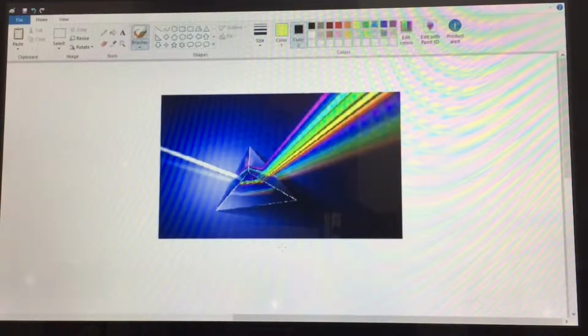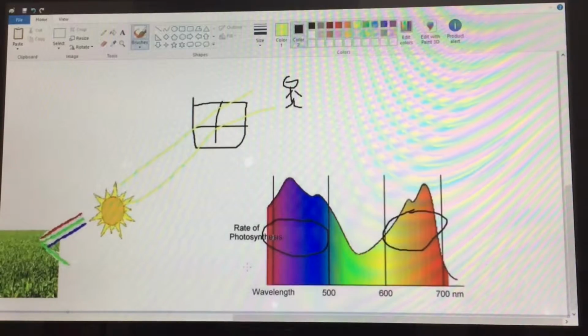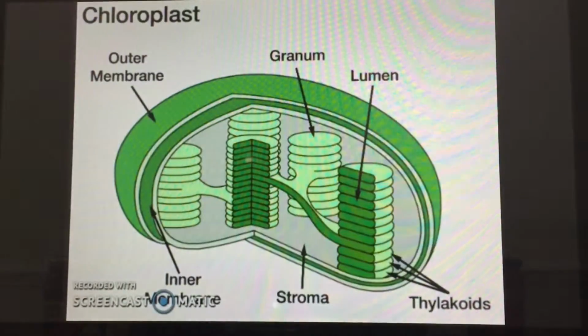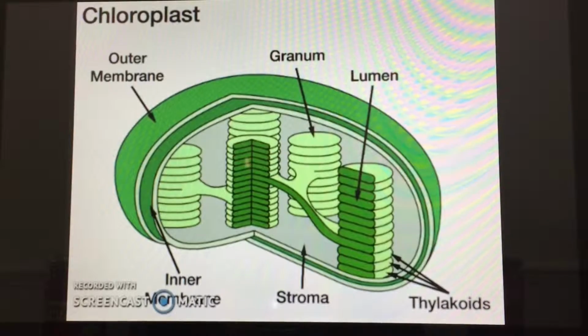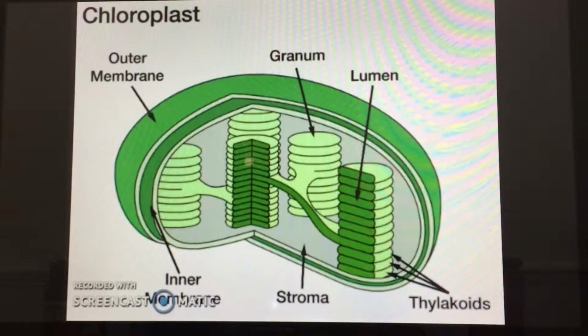Now, plants do not grow well in green light because plants are green, and so they mostly reflect all green colors. That is why this is so low on this rate of photosynthesis graph. This is a picture of a chloroplast. In plants, chloroplasts are where photosynthesis takes place.